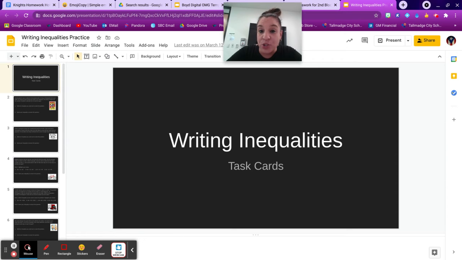So remember, these are just like equations, except we're using an inequality symbol. So I want you to highlight or underline keywords that will help you write the inequality. Then after you write it, you're just going to solve it.